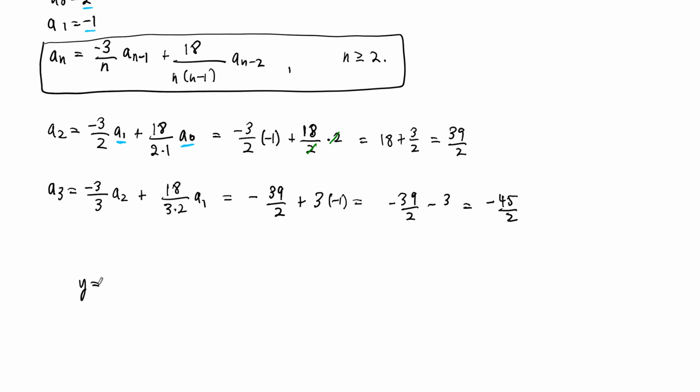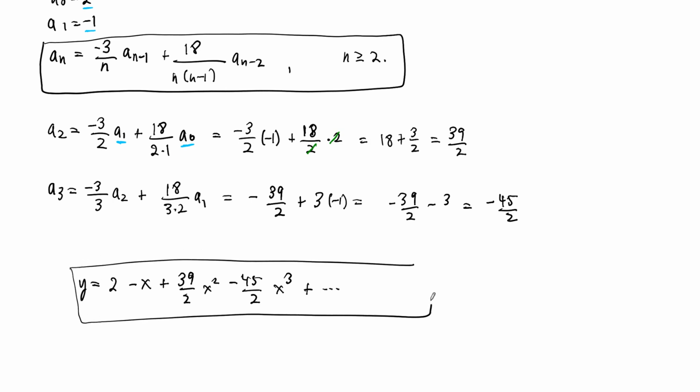So here's what we have then. y is equal to a sub 0, which is 2, plus a sub 1 times x, so minus x, plus 39 over 2 times x squared, minus 45 over 2 times x cubed, and then this will continue on indefinitely, off to infinity. So this is a power series, but this is at least the first 4 terms, including the constant term. So the first 4 terms of our power series solution.